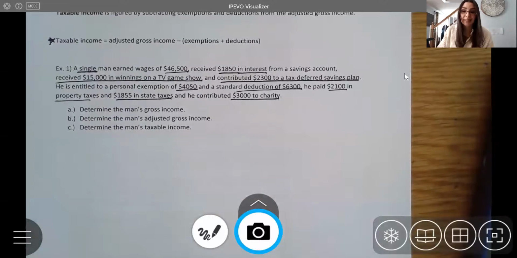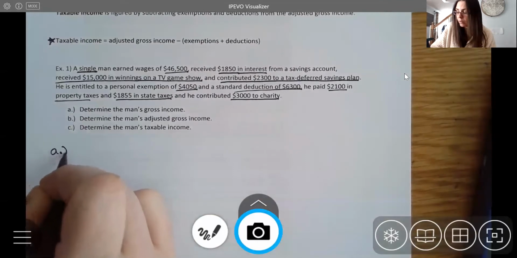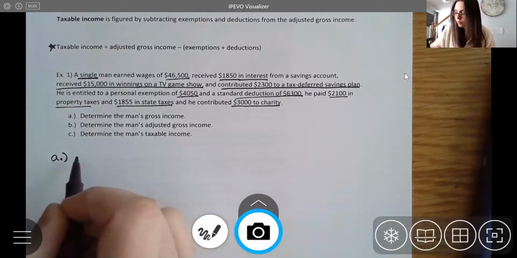And again, this is actually pretty simple. So it can get quite complicated, which again, if you're starting to get too complicated, then you may want to reach out to some sort of professional. So the first thing we're going to do is figure out his gross income.